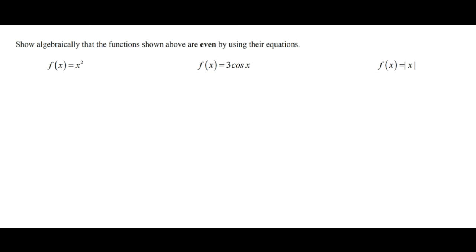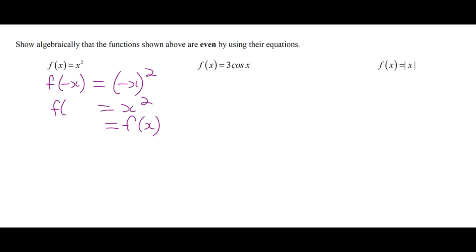Show algebraically that the functions shown above are even by using their equations, which are below. All right, so what we're going to do is say, what's f of negative x? It's negative x quantity squared. What's negative x quantity squared? x squared. So x squared is just f of x. So f of negative x is equal to f of x.